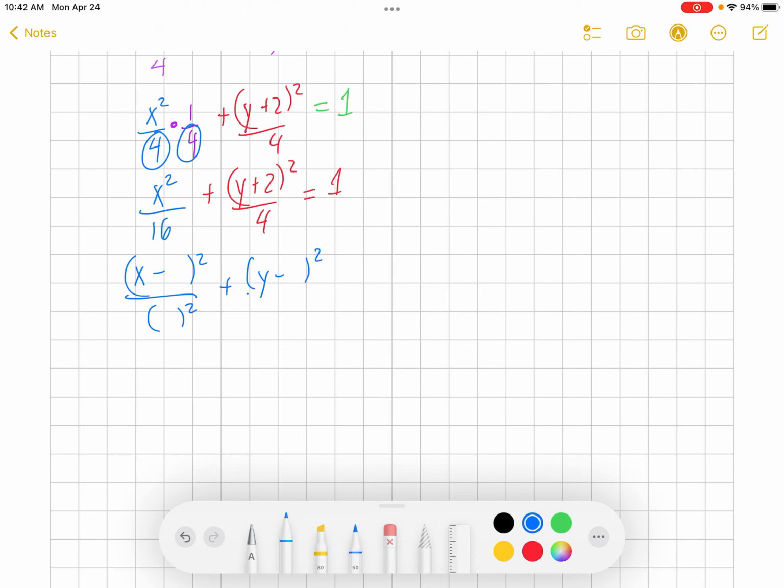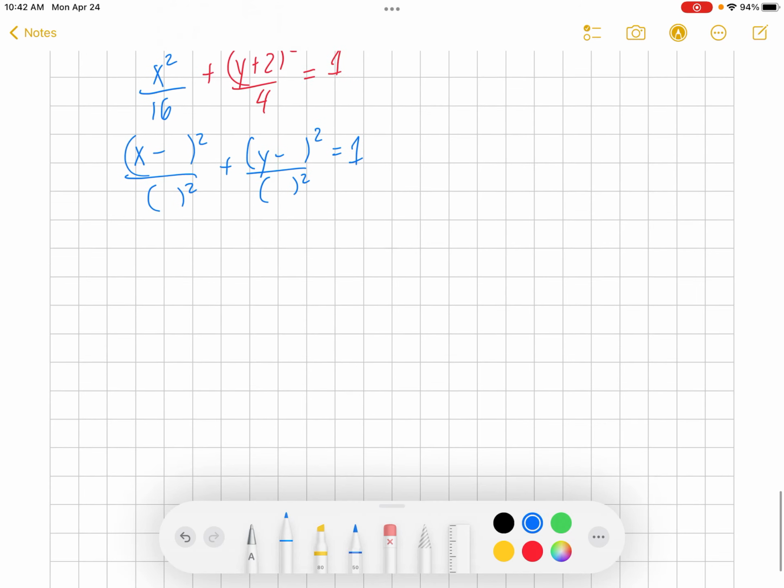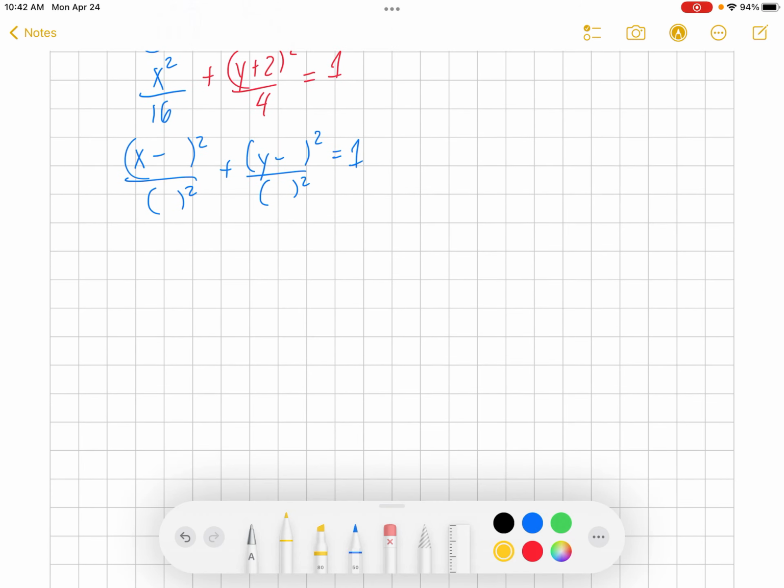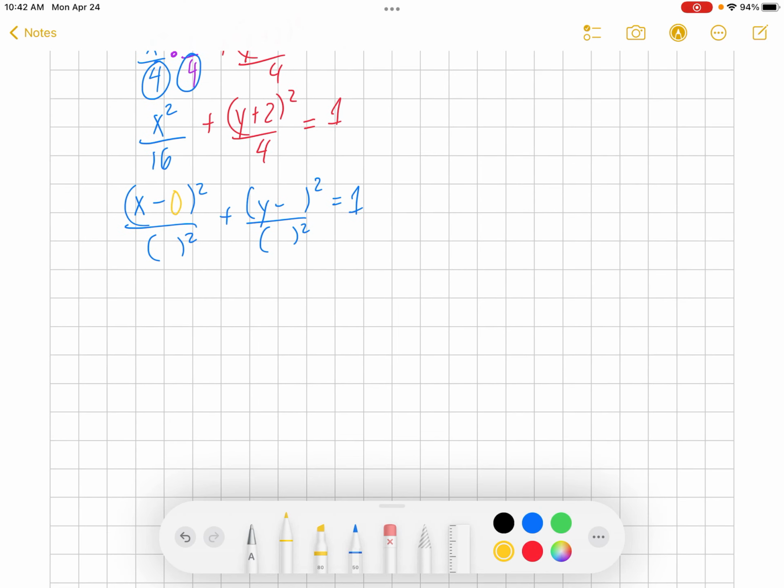Let's get in the really standardized form where we have x minus something squared over something squared plus y minus something squared over something squared equals 1. In the first place, I'm going to put after the x minus a 0, and after the y minus, I'm going to put a negative 2. So here you can see my h is 0, my k is negative 2.